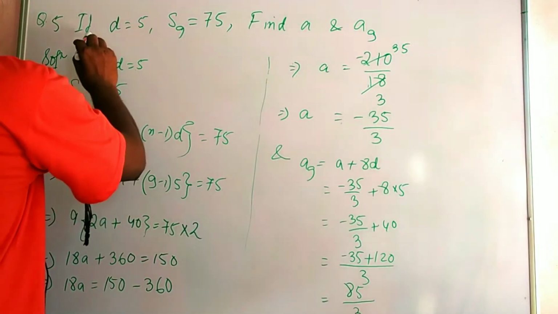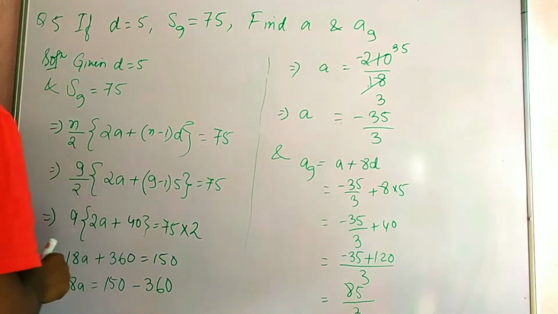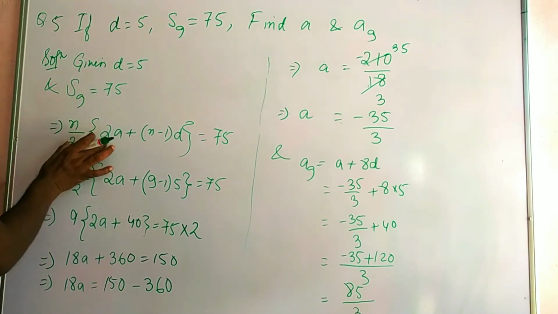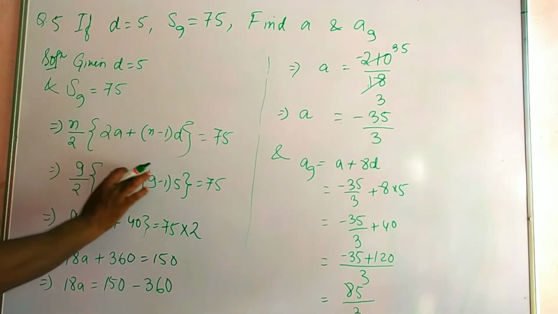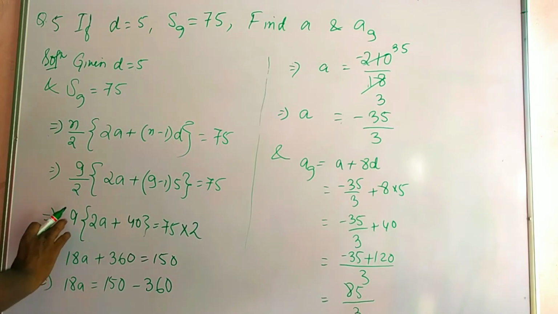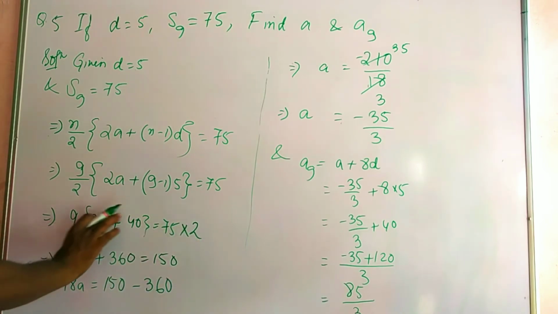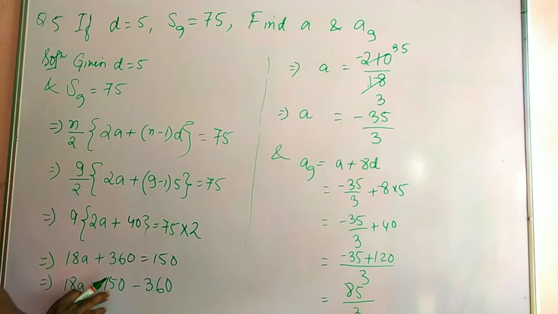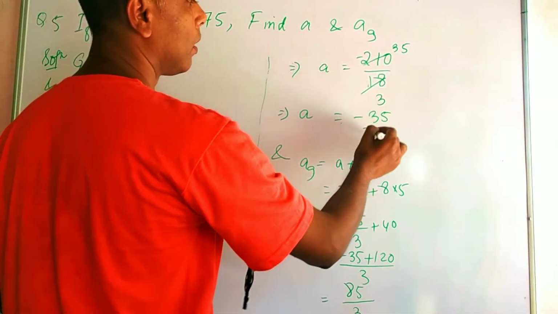Here the problem is, if d equal to 5, S9 equal to 75, find a and a9. We are given d equal to 5, S9 equal to 75. We put the formula of Sn, n by 2 (2a plus (n minus 1)d). Substitute the values of n and d, and we calculate it. We cross 2 on the right-hand side. So 9 times 2 is 18a, 9 times 4 is 36, 36 times 10 is 360, equal to 150. So 18a is equal to 150 minus 360. After calculation, we get the a value as minus 35 by 3.